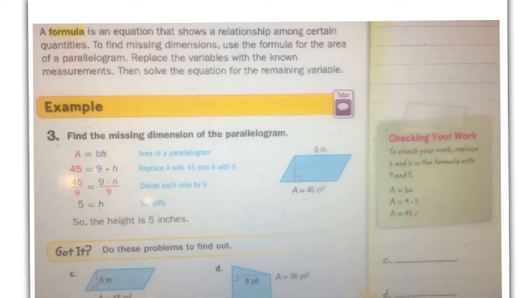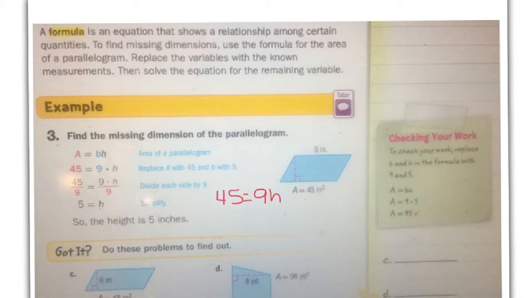But if you weren't sure, what they did is they actually solved an algebraic equation. And like I said, this is something we don't do until Unit 4. So you're getting a sneak peek right now. So let me just show you. 45 equals 9 times h. That means 9 times the height, which we do not know. It's the missing piece.